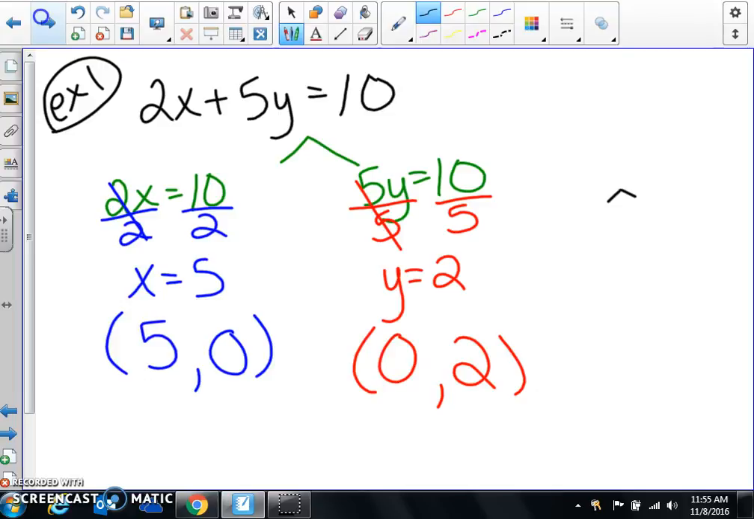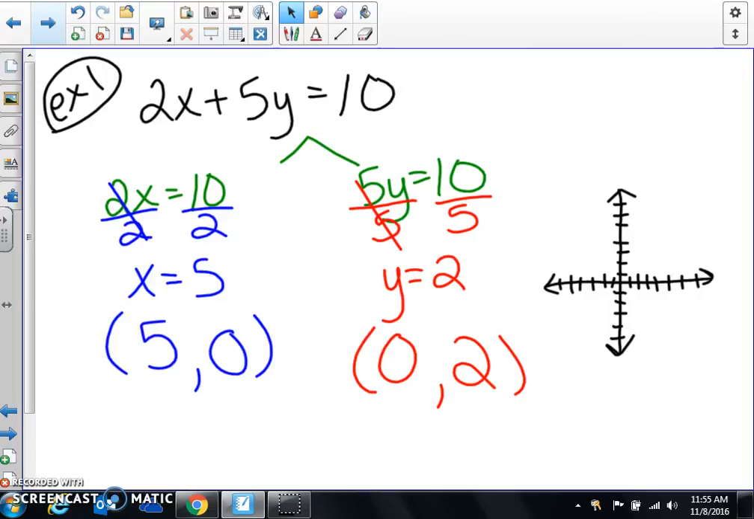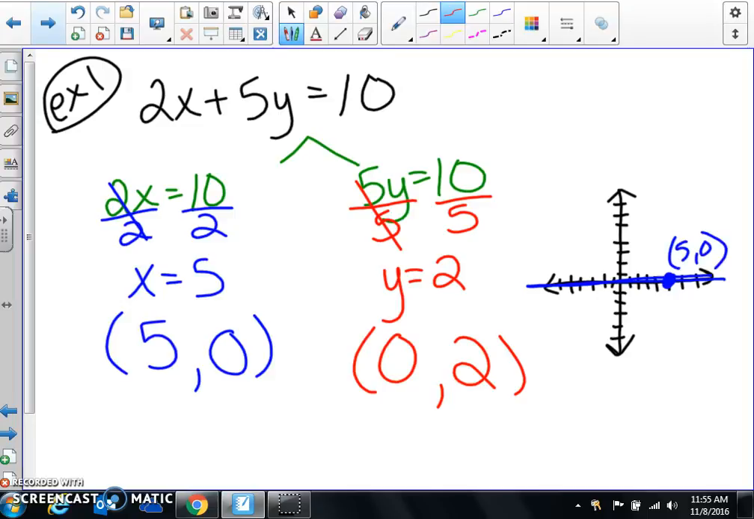If I were going to make like a little coordinate plane real quick, and you will become masters of drawing these by the end of the year, or you can invest in grid paper. All right, so my x is 5, 0. So I would go on the x-axis. Remember, this is your x-axis, okay? And I would go over to 5. 1, 2, 3, 4, 5. So that's my x-intercept at 5, 0. And my y-intercept, this is my y-axis, and we go up 2. And that's the point 0, 2. So those are my 2 points, my x and my y-intercept.